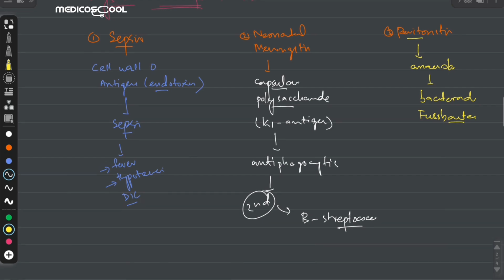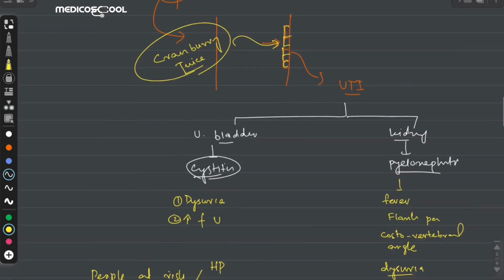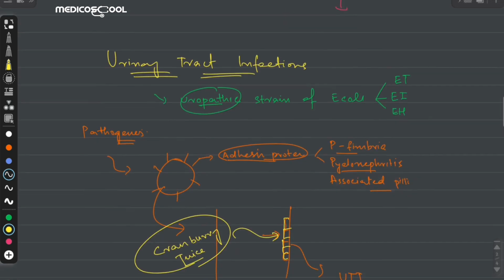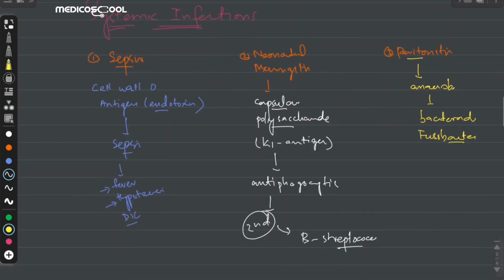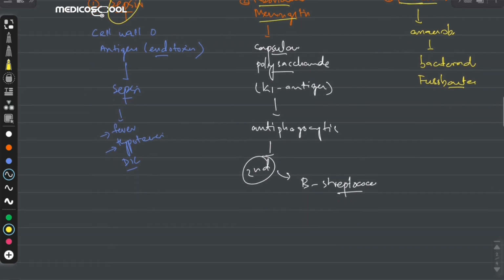So that's all for today. We have studied about the urinary tract infection caused by Escherichia coli and the systemic infections in the form of sepsis, neonatal meningitis, and peritonitis caused by Escherichia coli.